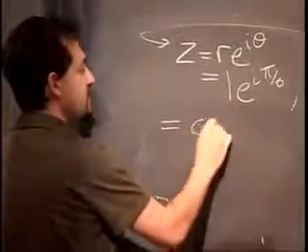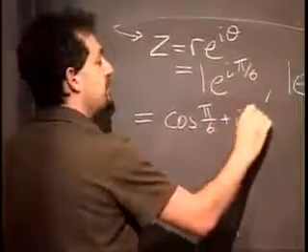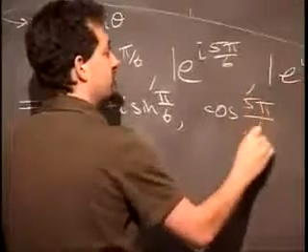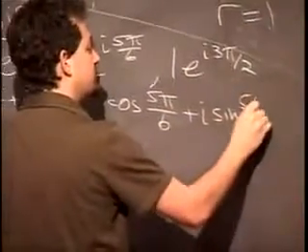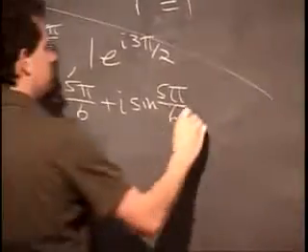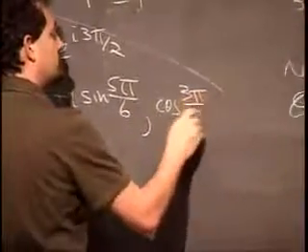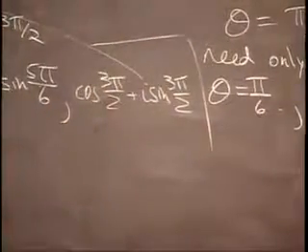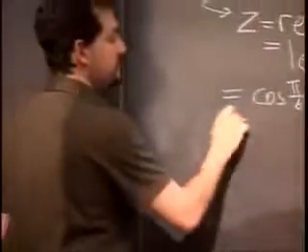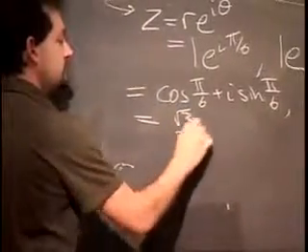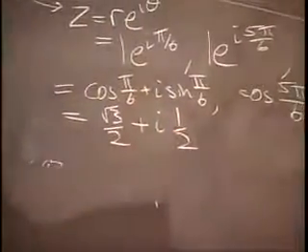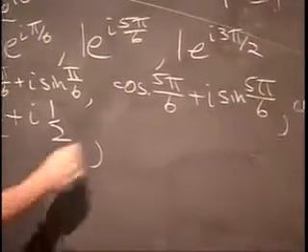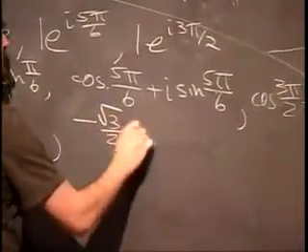The first one is cosine pi over 6 plus i sine pi over 6. The second is cosine 5 pi over 6 plus i sine 5 pi over 6. And the third is cosine 3 pi over 2 plus i sine 3 pi over 2. And now we do our trig. Cosine pi over 6 is root 3 over 2. Sine pi over 6 is a half, so we get root 3 over 2 plus i 1/2.